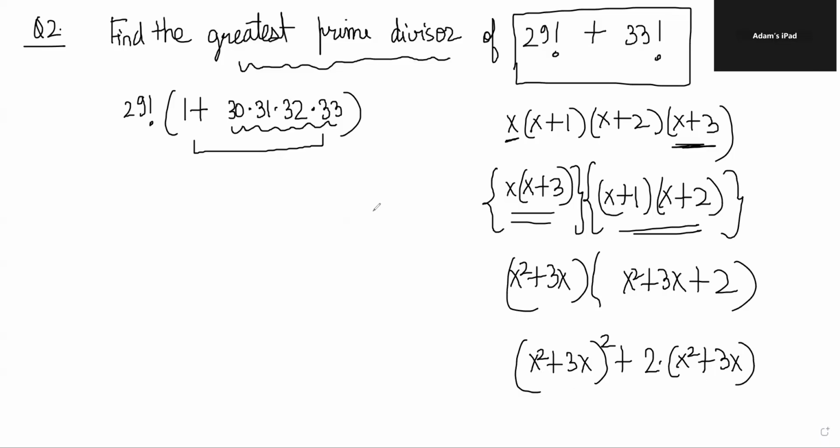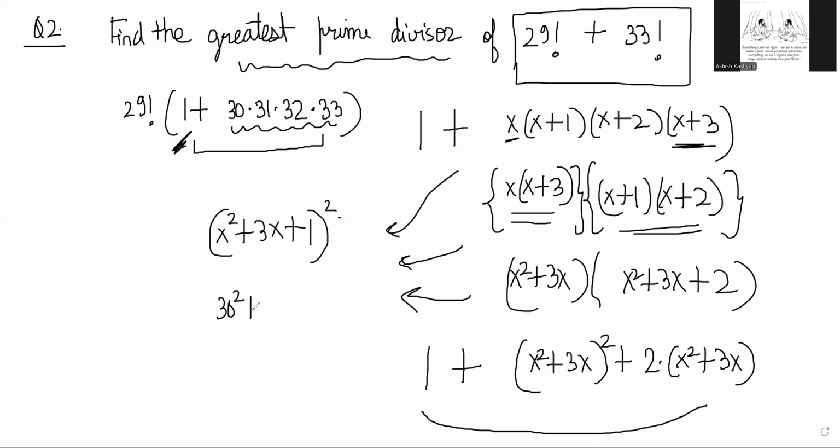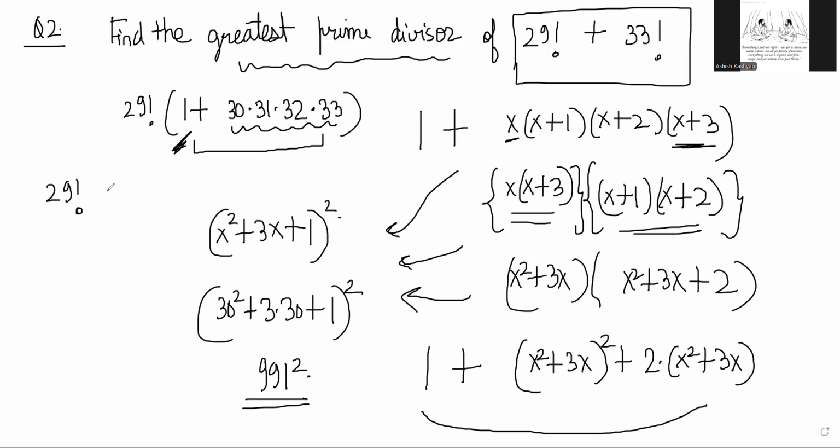And we had a 1 outside, no? 1 plus. So what is this becoming? x squared plus 3x plus 1, whole square, right? So that is a very standard factorization. And because it is fitting in this pattern where x is equal to 30, we can say this is 30 square plus 3 into 30 plus 1 whole square, which is equal to 991 whole square. So we are getting 29 factorial and 991 square, right?